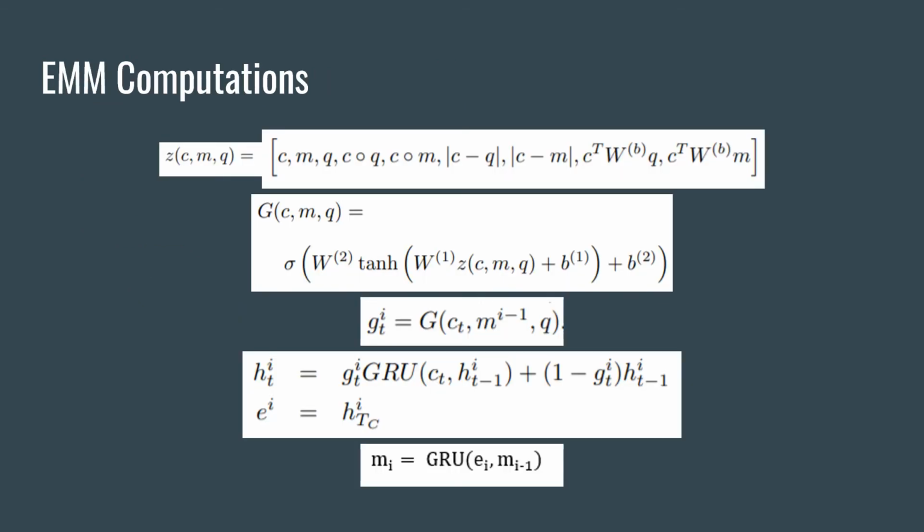Here are the computations needed for each episode. Z represents a feature set with a fact representation C, the current memory M, and the question representation Q. Big G is the scoring function that assigns scalar scores to the information in the fact representations. Little g is the gating function from the scoring function. A modified GRU is used with the gating function, and the output of the final state of that GRU is the episode E. The episode is used alongside previous memory M to update the memory, and the final state of the memory after the last episode is given to the answer module.